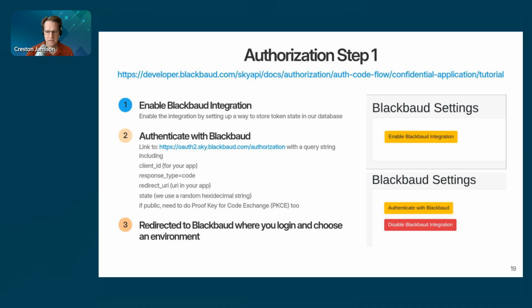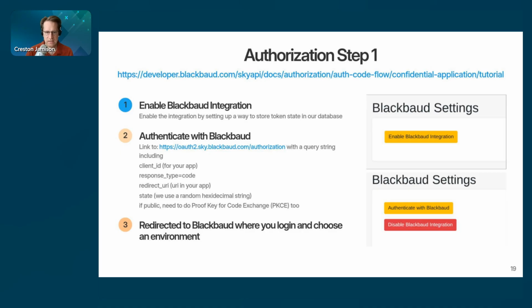Now, as soon as that is enabled, you'll see a screenshot on the lower right where now you can either disable the integration again, or you can authenticate with Blackbaud, or you could call it authorize with Blackbaud. That is a link that is indicated on step 2. So the link for that button is the link in step 2. It contacts the authorization endpoint for the OAuth service.